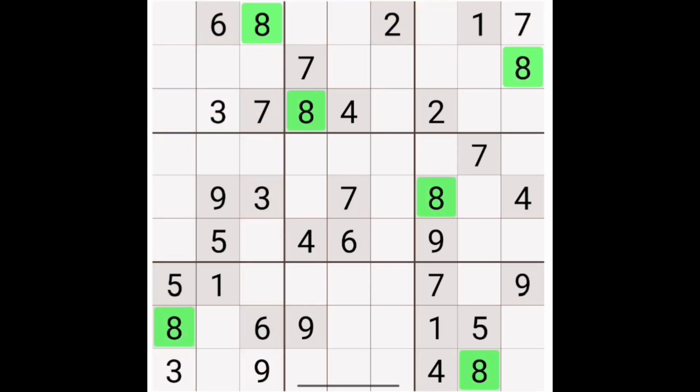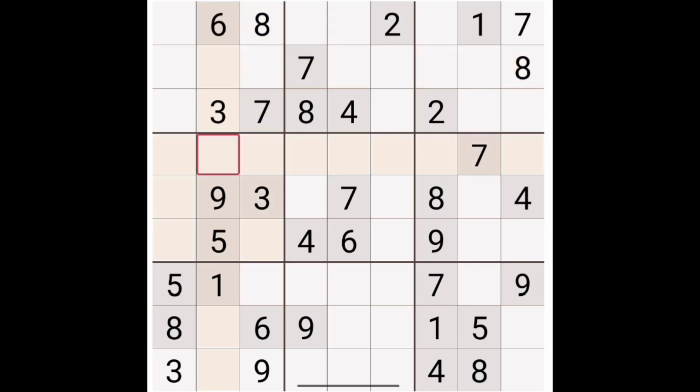Okay. Now in the first column and in the third column 8 is there. In the second column 8 is not there. So let's see. 8 cannot come in these 2 cells. 8 is there in this box. And 8 cannot come in this cell as 8 is there in the same box and in the same row as well.